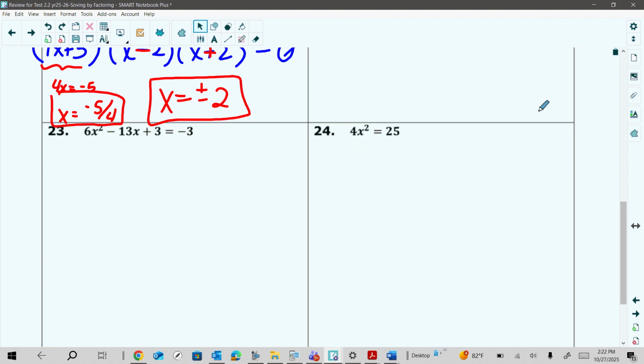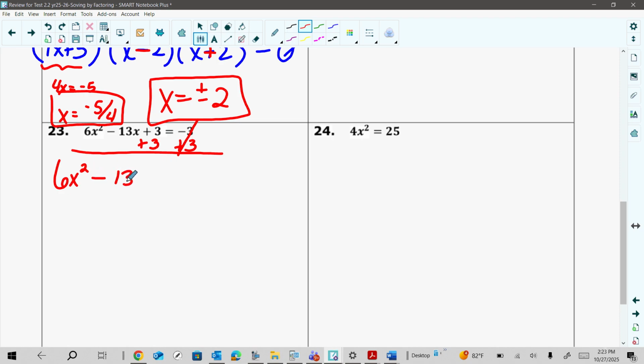Oh, if we can go back to that number. Now, for 23 here, it's not equal to 0. So you're going to first start off by adding 3 to both sides of the equation. This turns the equation to 6x squared minus 13x plus 6 equals 0. All right, now I have a coefficient, so we're going to do slide, multiply, and divide.